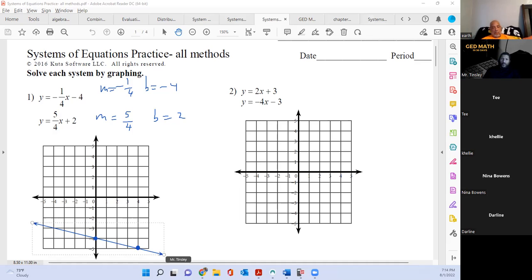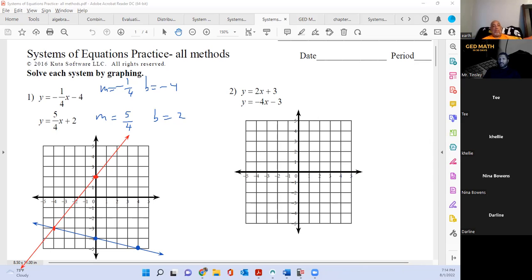And then let me use the red, the +2 as my y-intercept. Then my slope is 5 over 4. So we can't go up 5, so we're going to go down 5: 1, 2, 3, 4, 5, and over 4: 1, 2, 3, 4. This one worked out good.